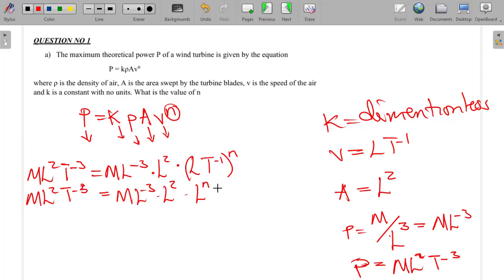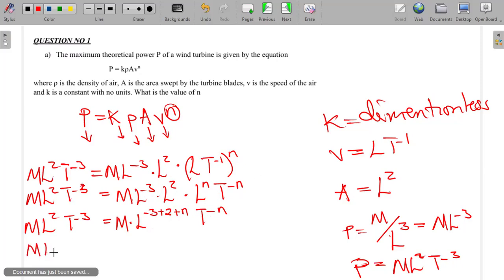I'm now distributing the power n, and T to the power minus n, since there is negative 1 there. All right, like this. Then what else? I'm going to have my M L squared T to the power minus 3 equal to, I only have one mass here, so I have mass M, then length to the power minus 3, length to the power 2, length to the power n. When you're multiplying the same bases with different powers, you just add the powers. So I'm going to have length to the power minus 3 plus 2 plus n. Then I have T to the power minus n like that.